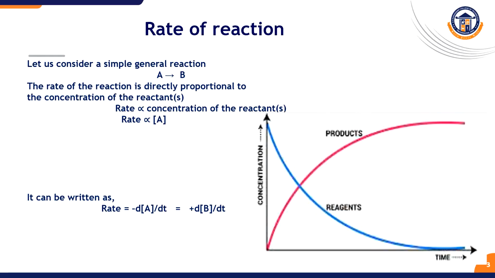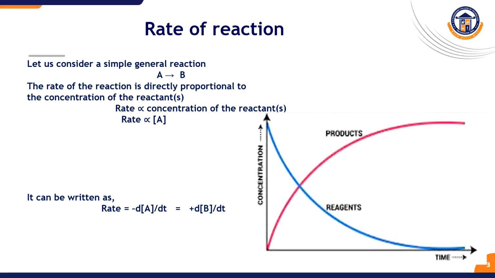You can see that the red line indicates the increase in concentration with respect to time and the blue line indicates the decrease in concentration with respect to time. So we can use either reactant or product to define the rate of the reaction.